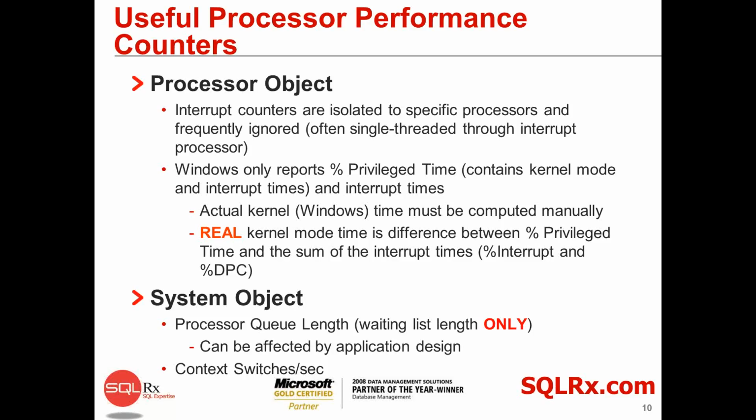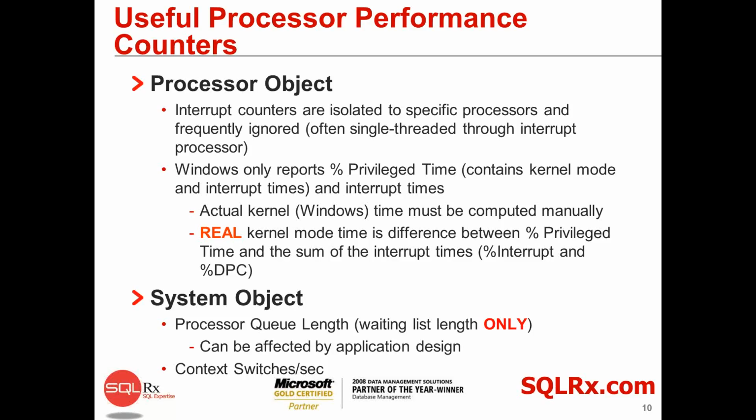So basically you have the situation where the interrupt times indicate that the Windows overhead is occurring. So what you have to do is actually compute the difference between privilege time as shown by Windows and subtract out the interrupt-related times of interrupt and DPC to get the true Windows time. And again, just to reiterate, during backups you will see these numbers be very high, and that's normal. If you see it at other times, then that's not normal.